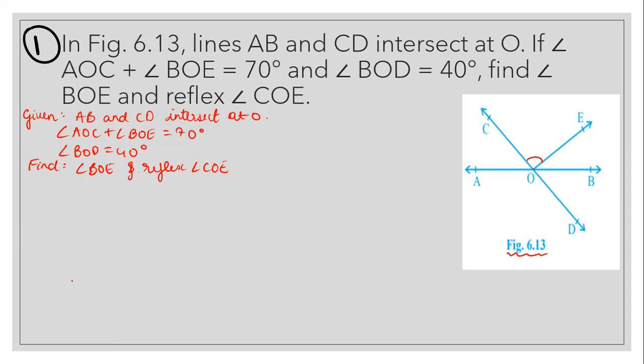Next, let's see how we find out the given. We know that AB is a straight line from the figure. And ray OC and another ray OE, this ray and this ray, stand on it, correct?